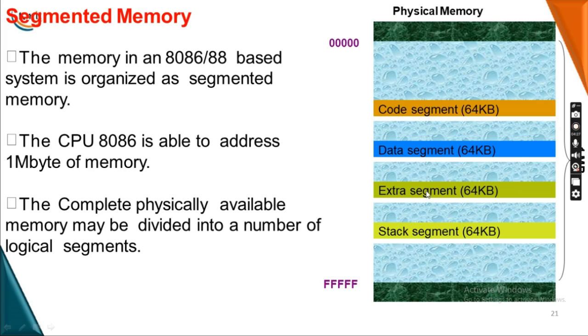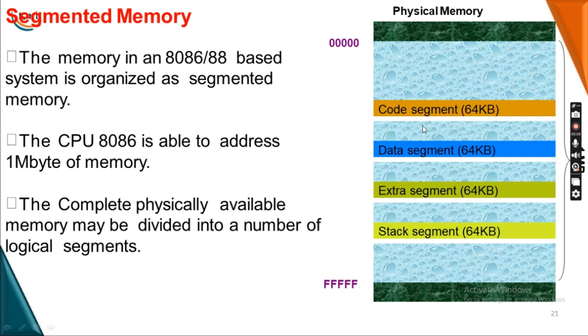So this 1 megabyte of memory is segmented into 4 segments. First one code, second one data, third one extra, fourth one stack. This complete memory is divided into 4 segments. They are not physically divided; we can call them virtually divided, nothing but logically divided segments.